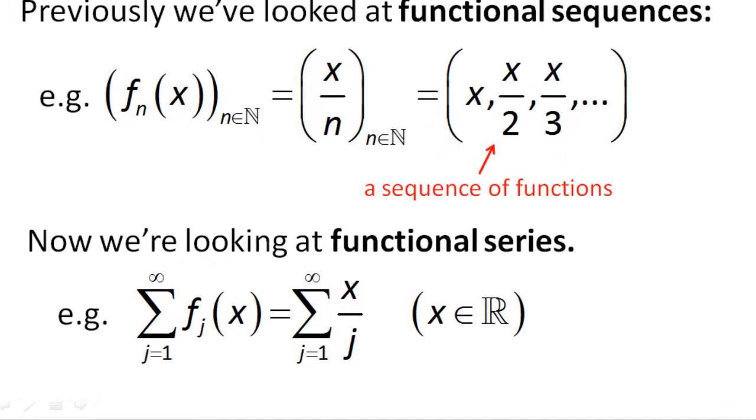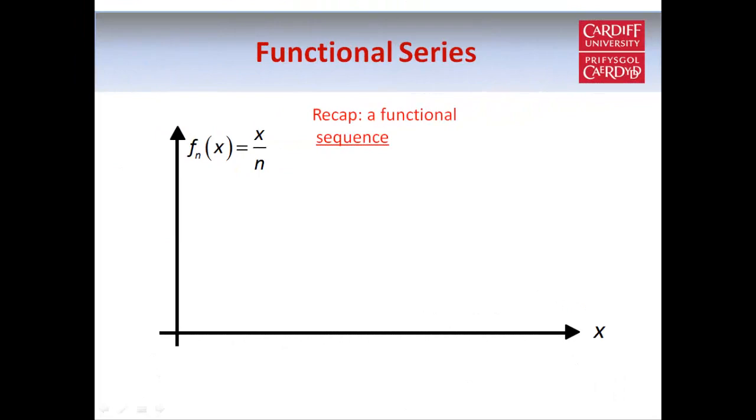Now we're looking at series of functions, which means that we have infinitely many functions added together. So suppose we have a functional series where each term is given by x over j. Then that means we actually take an infinite sum, x plus x over 2 plus x over 3, and so on, going on forever.